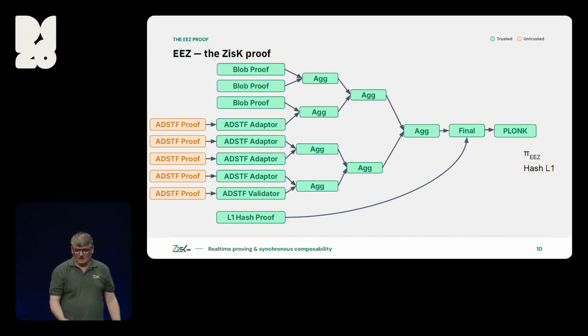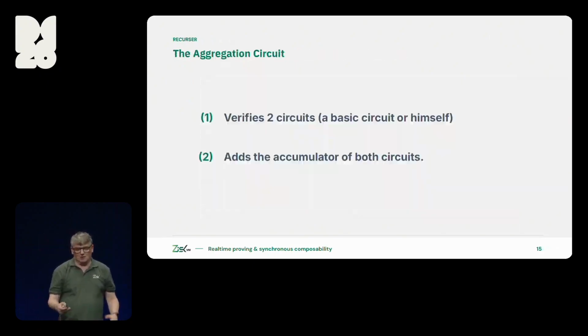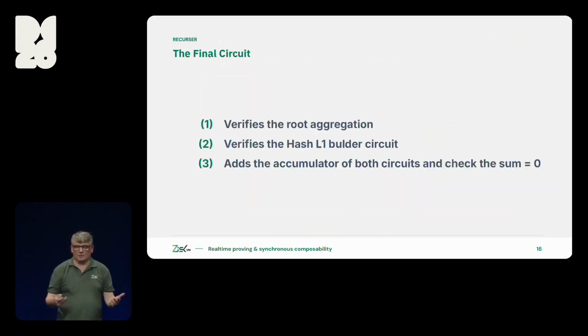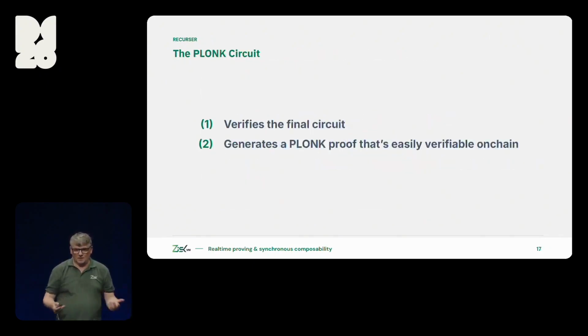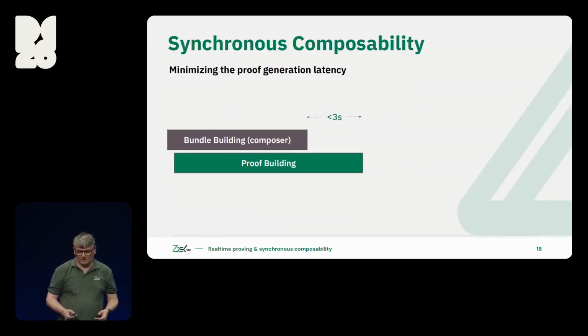And finally, we have the Plonk. Once we have this proof, we can convert it to a Plonk, so that it's easily verifiable on chain.